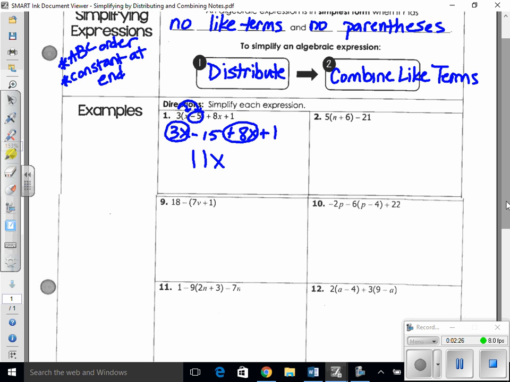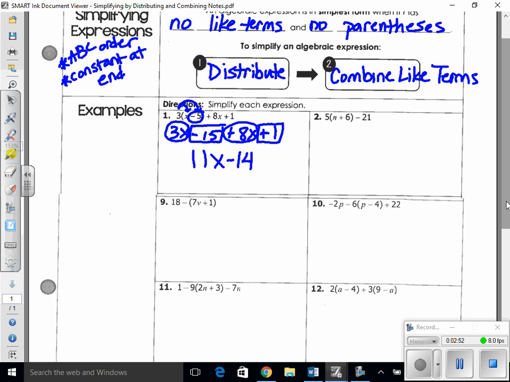Then I see that I have two constants left, or just two regular numbers. That's negative 15 and positive 1. So if you read it from left to right, you're taking negative 15 plus 1, and that makes negative 14. So your final answer is 11x minus 14, and that's as far as you can go. The first term has a variable, the second term does not. They cannot go together.